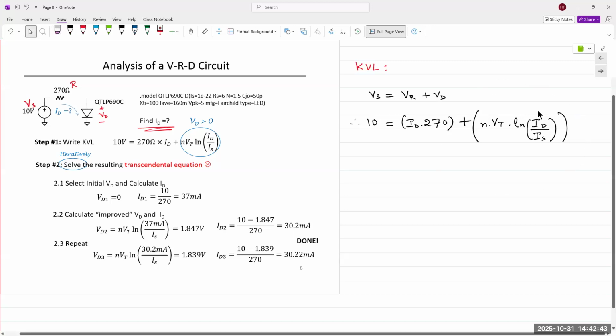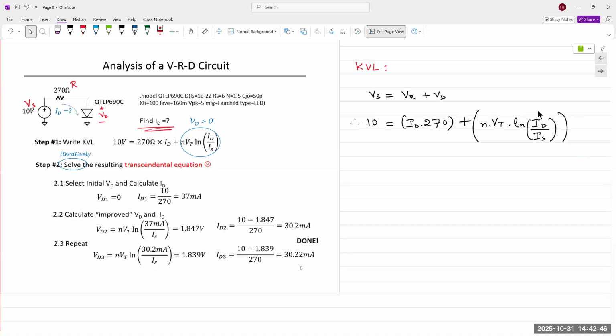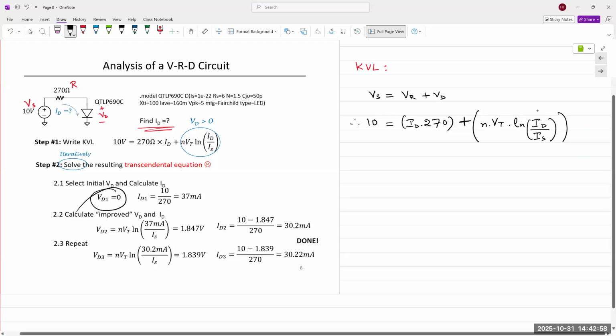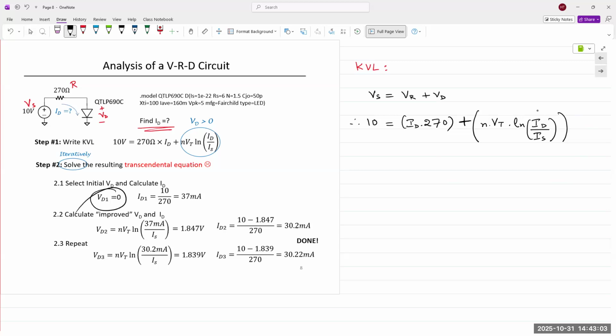Let's say normal diode voltage is approximately 0.6 to 0.7 volts. But let's choose some random value. In this case, the most random value is 0. Let's say the diode voltage is 0, which is right here. If diode voltage is 0, what is the voltage across the resistor? 10 volts. Apply Ohm's law to the resistor, obtain the resistor current, which is the same as the diode current, ID, right? So we plug that into this equation. You obtain diode current as 37 milliamps. Okay, 37 milliamps.